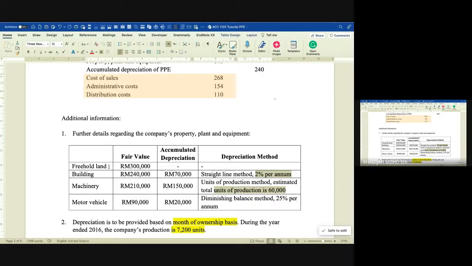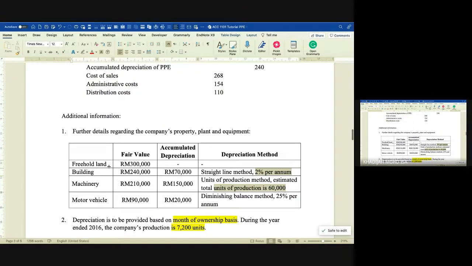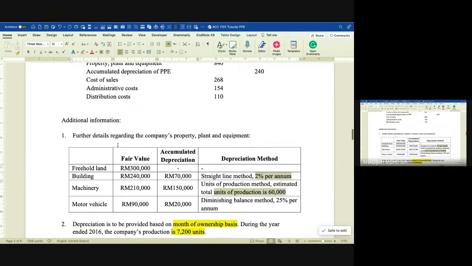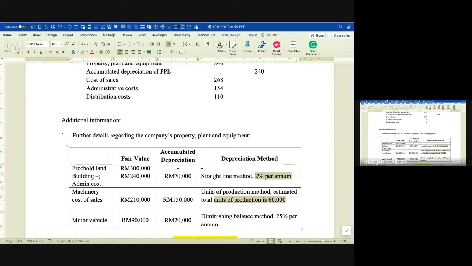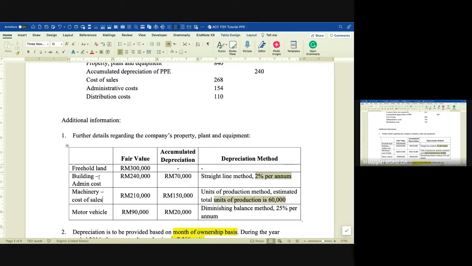Then in this case you have to decide where you are going to put it. If it's the building, where are you going to put that? So if building, it is the admin cost, right? Because the building is used for admin purposes. Machinery is the cost of sales. This one is based on logic, right? But the motor vehicle is for distribution. Does that make sense? Distribution.